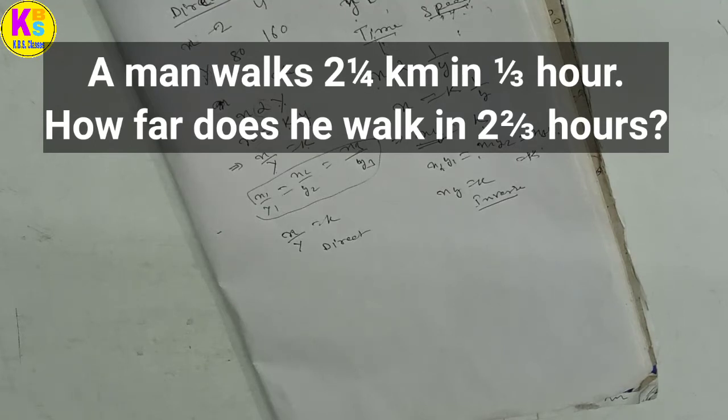Distance and time, how are they related? They are directly related, because we know that when the time is increased, the distance traveled will also be increased, or if you are traveling more distance, you must take more time. If you are traveling less distance, you will take less time. So here is the direct relation.